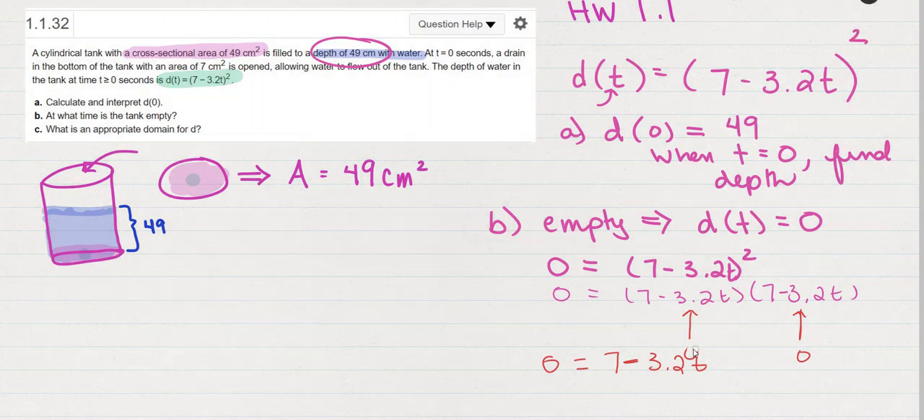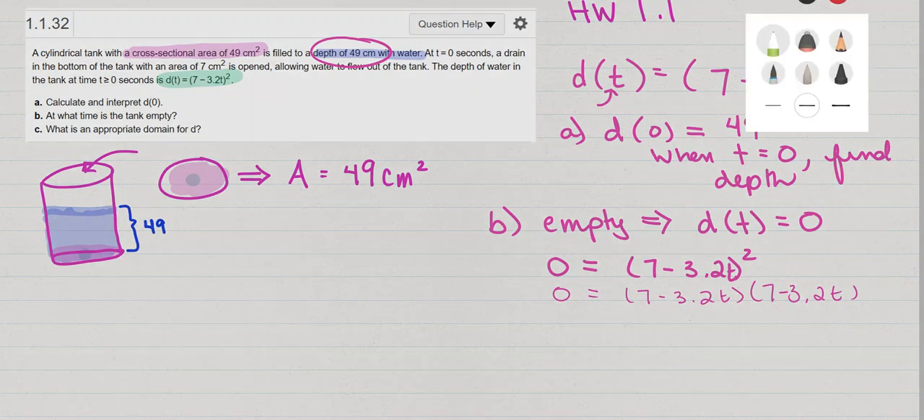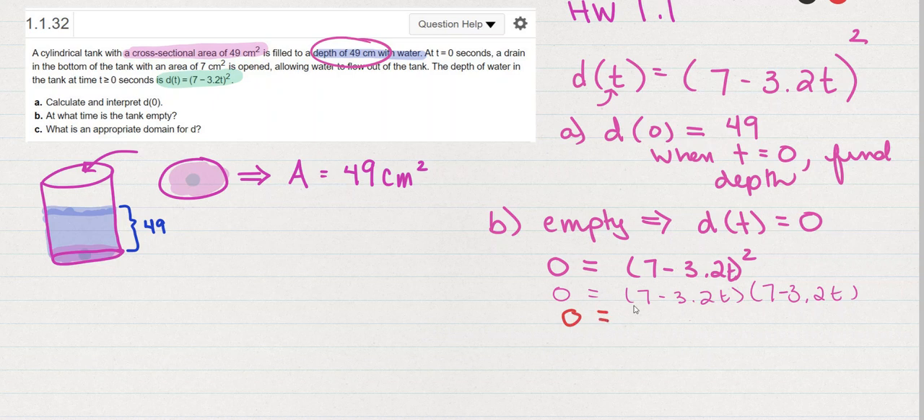Let me get rid of some of this other gibberish here so that it's not in the way. Let me rewrite that so that you can see it really clearly. The next step would be to say that 0 is equal to one of these two factors. So we've got 0 equal to 7 minus 3.2t. Now we're just down to a basic linear equation.